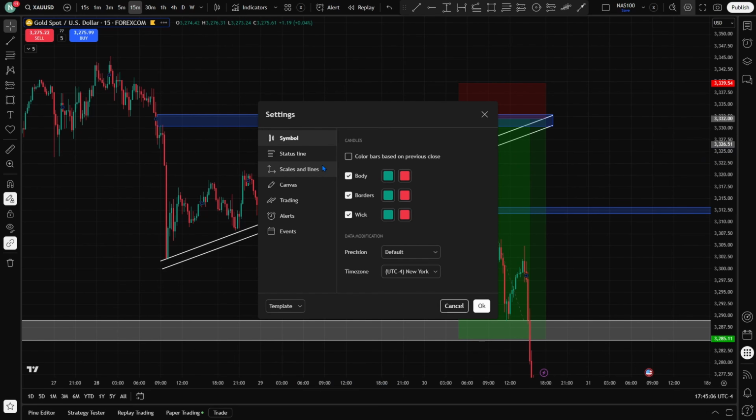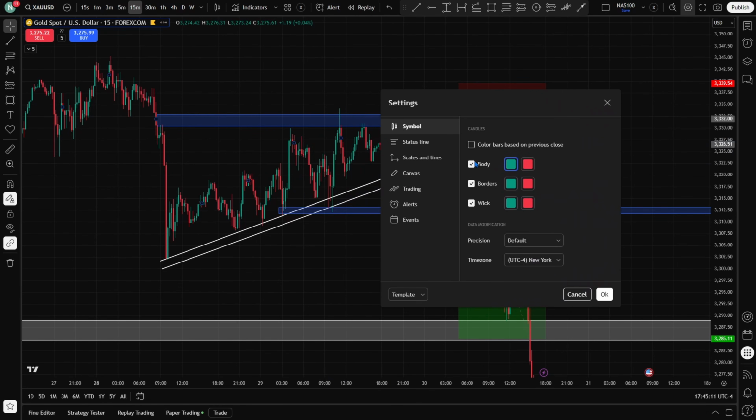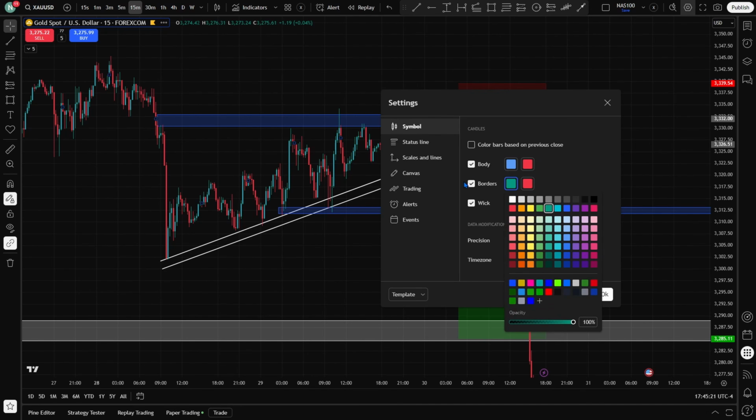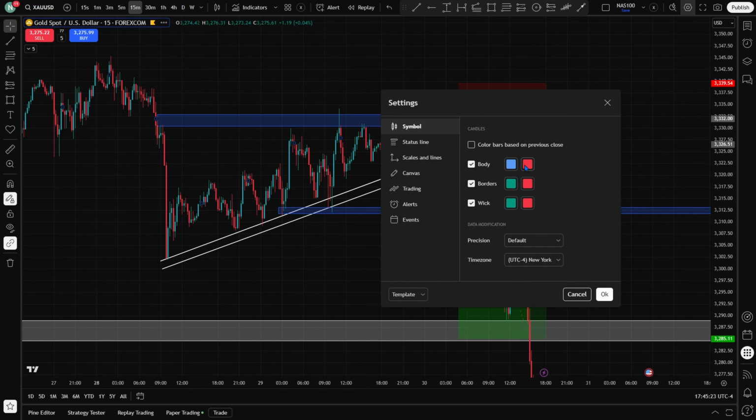If you double click on the charts, you can actually customize the color of your chart. So if you want to change it to orange, or you like blue candles, you like purple candles, you can do all the changes here, from the body of the candles to the borders. And then you can actually save the color as a template.